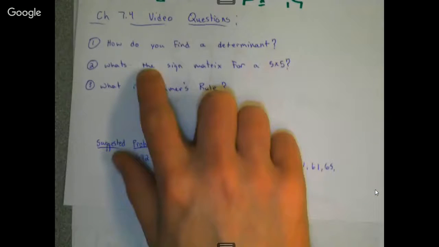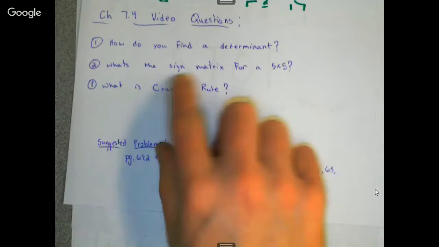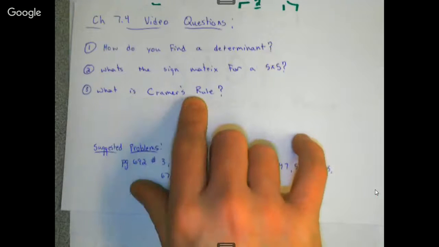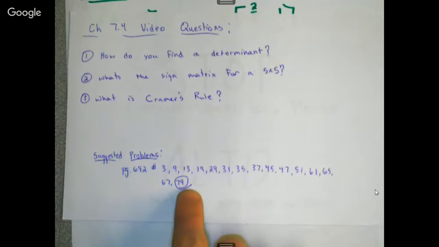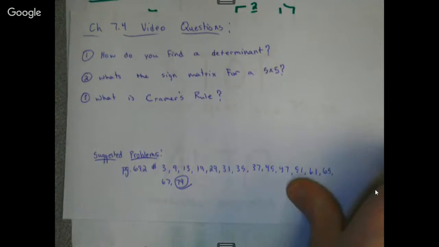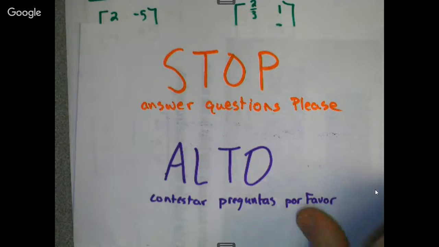So I've got a couple questions. How do you find a determinant? What is the sign matrix of a 5 by 5? And what is Cramer's rule? So here's some suggested problems that you need to write down and probably get started on those. So again, you can stop here watching the video if you would like, or continue watching to see some of these examples.